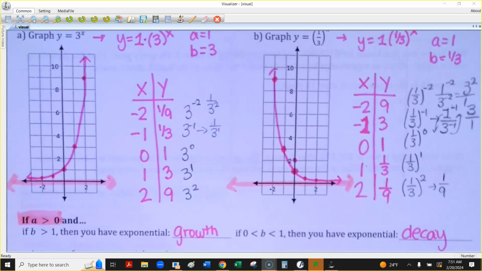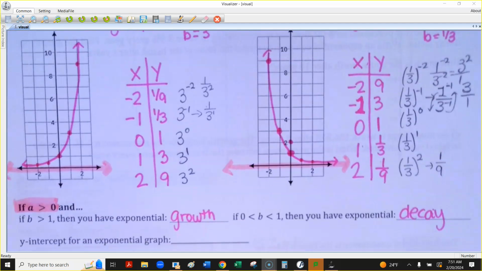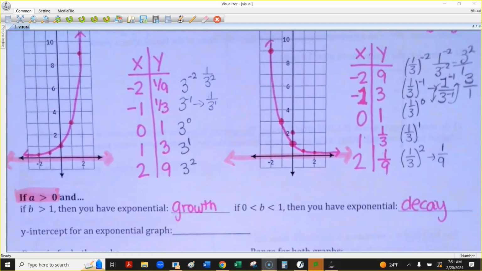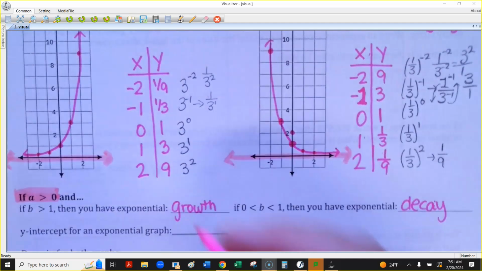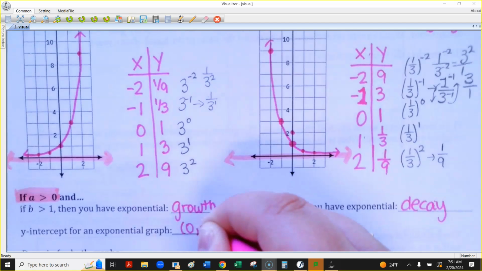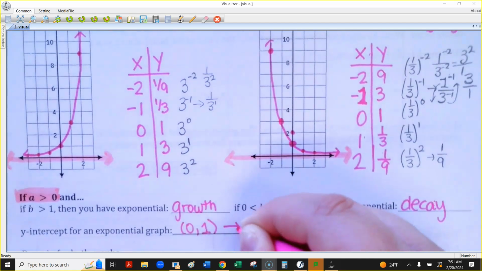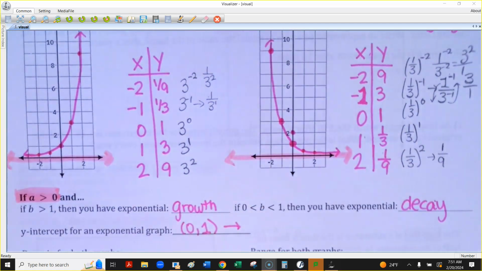Now, as you guys are looking, I'm going to try to keep this on the screen if I can. What is the y-intercept for both of those graphs? Because they have the same one. What do you think? It's 1. Okay, so for these two graphs, I'm going to write 0, 1. In general, I don't have a number in front of what we took to the exponent, but I just want to put this on here.